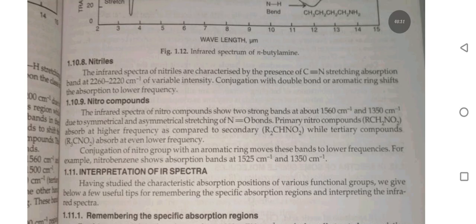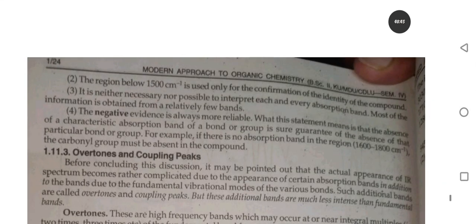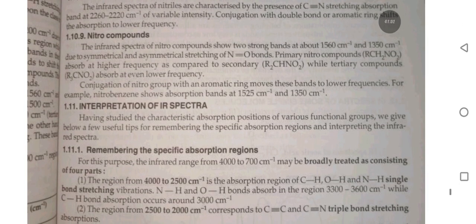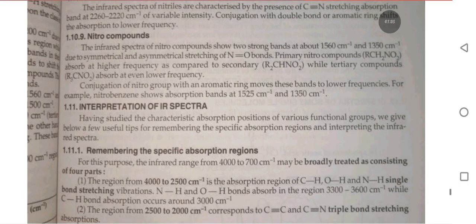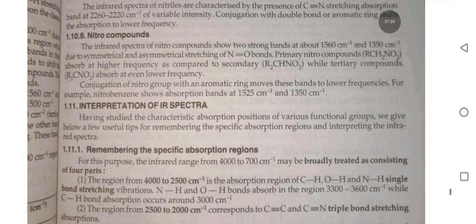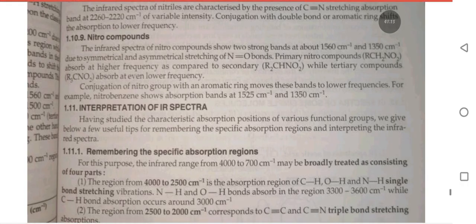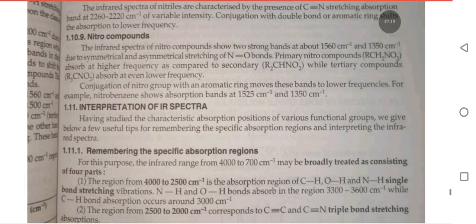Nitro compounds. The infrared spectra of nitro compounds show two strong bands at about 1560 cm⁻¹ and 1350 cm⁻¹ due to asymmetrical and symmetrical stretching of the N=O bond. Primary nitro compounds absorb at higher frequency as compared to secondary, while tertiary compounds absorb at even lower frequency. Conjugation of the nitro group with an aromatic ring moves these bands to lower frequencies. For example, nitrobenzene shows absorption bands at 1525 cm⁻¹ and 1350 cm⁻¹.